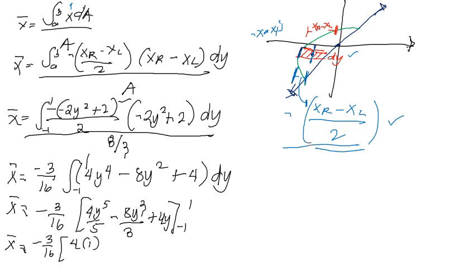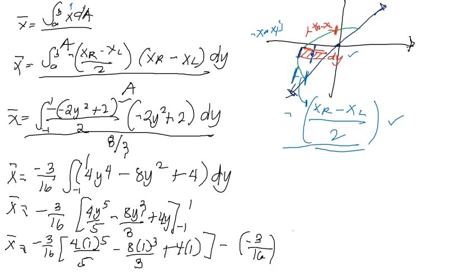4 times 1 raised to the fifth all over 5 minus 8 times 1 raised to 3 all over 3 plus 4 times 1, right? Minus the negative 3 all over 16 times our lower limit, which is negative 1. So you have 4 times negative 1 raised to the fifth all over 5 minus 8 times negative 1 raised to 3 all over 3 plus 4 times negative 1. Sorry, that's negative 1.